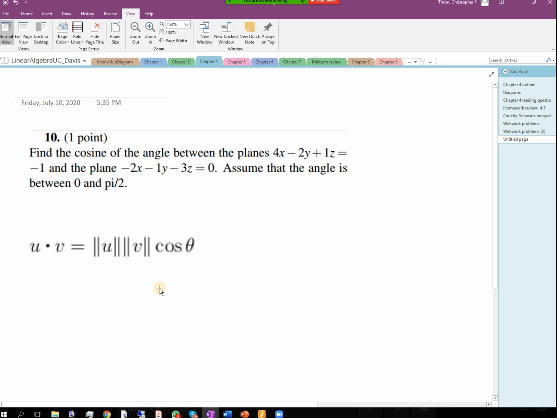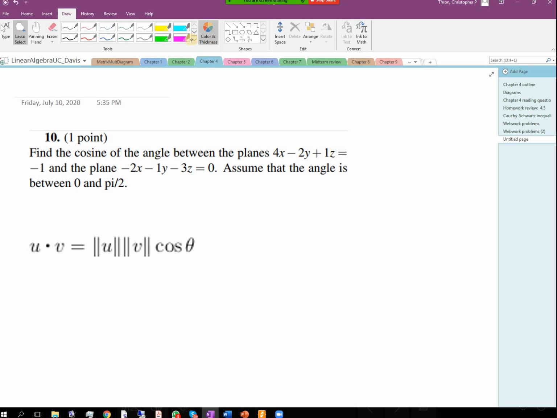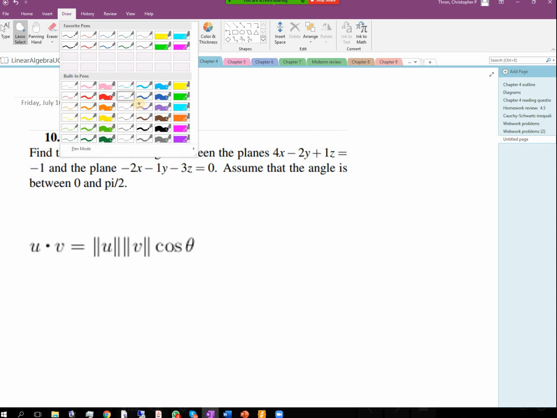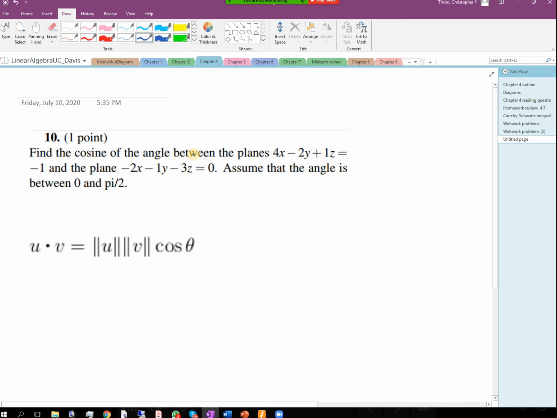All right. So the question is, what does this equation, what do these coefficients actually represent? Do these coefficients actually represent the angle of the direction? How are these coefficients related to the direction of the plane? So let's look at this. We have 4x minus 2y plus 1z equals minus 1.